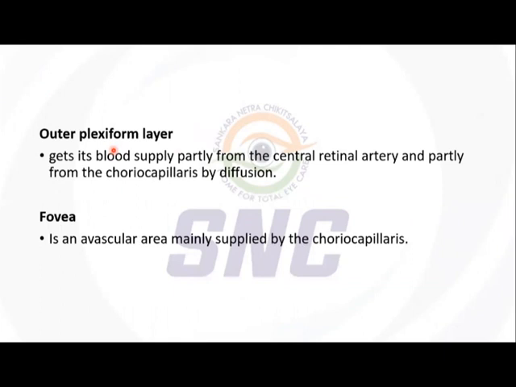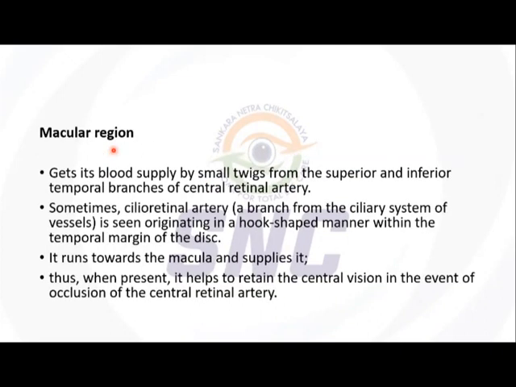And the outer plexiform layer gets blood supply partly from the central retinal artery and partly from the choriocapillaries by diffusion. Fovea, it's an avascular area mainly supplied by the choriocapillaries.